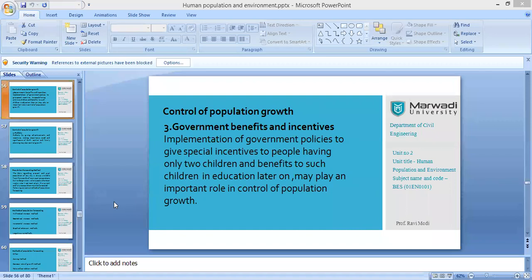If the government is putting up a scheme that if there is only one or two children in a family, or less than two children in a family, or there is only a girl child in a family, or only a single girl child of a parent, then they will get a free education. So definitely this will help a lot in controlling the population. Okay, so this is again an important point.